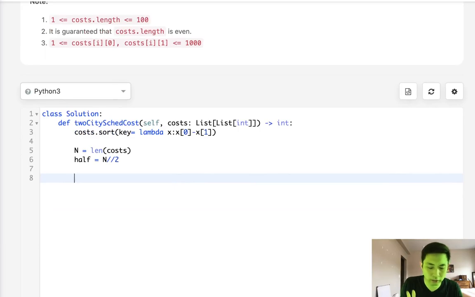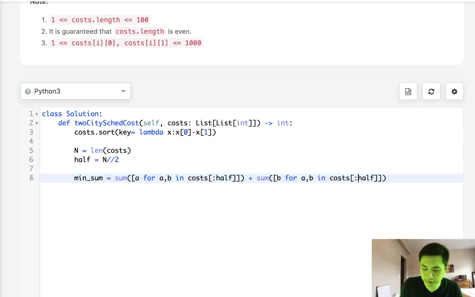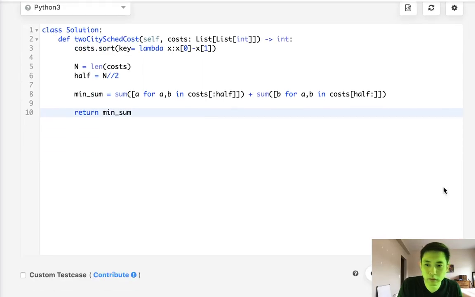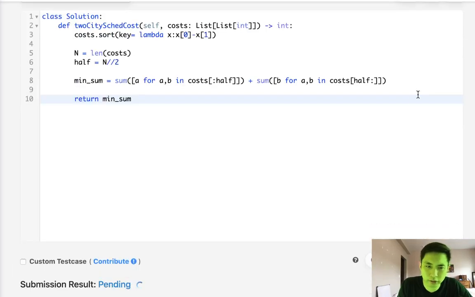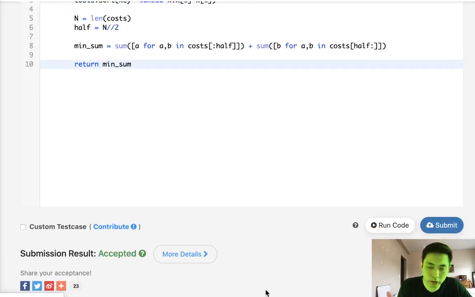So finally, what's going to be our minimum sum? Well, call that min_sum, and it'll be the sum of every a for a, b in costs, but now that it's sorted, we only go up to the half point. And we want to add that to the rest, but we're going to do that with b now, so b starting at half and going to the end. And we'll just return that. Let's make sure that works. The test case does work, but it's always possible that it didn't. Oh, there we go, so it's accepted.